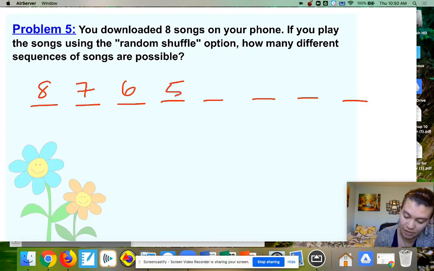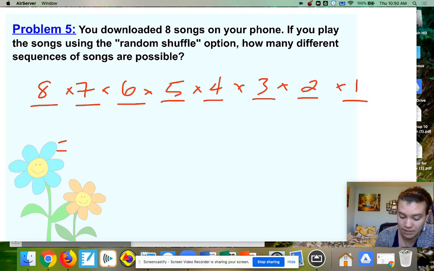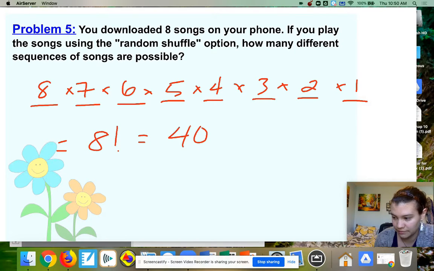And then you can keep going down the list. And then here, you could multiply these all together. But if you notice, this is the same as 8 factorial. Put that into a calculator, and you get 40,320 options.